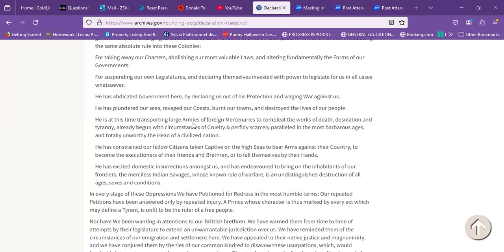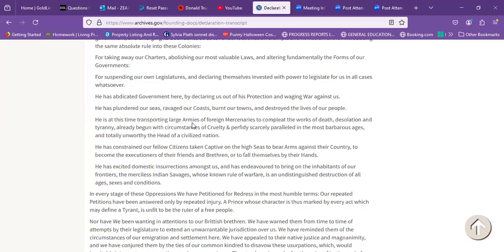And if at this point you're wondering, is Jefferson exaggerating any of this? I'm not a historian. I know historians debate about this. You could find a root in fact for all of these charges that he's making. They're not out of thin air.